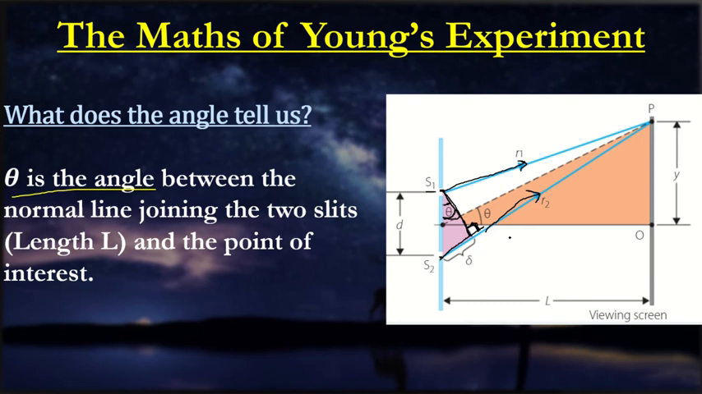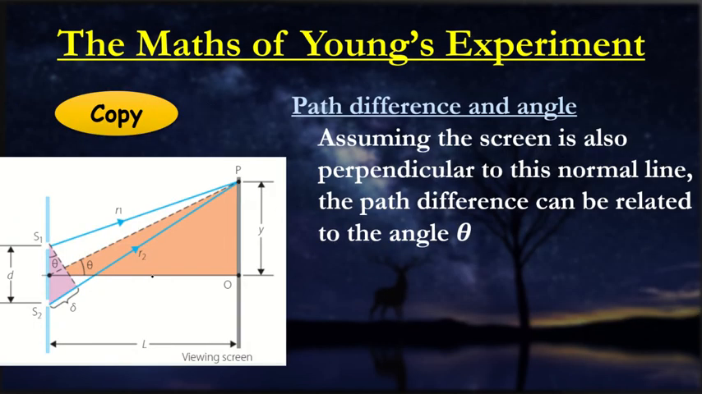What we also know is that we can assume the screen we're looking at is perpendicular to where the slit is. So assuming the screen is also perpendicular to this normal line, the path difference can be related to angle theta. We can work out what the path difference here is using angle theta.